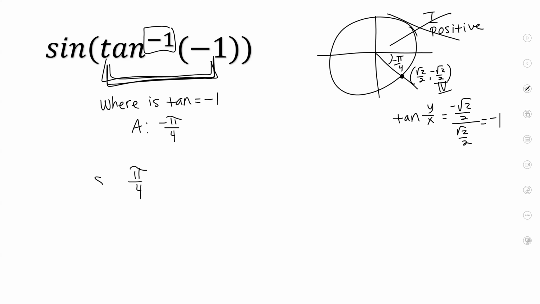So that means this whole inner part, you can just write negative pi over 4. But you still have sine on the outside. What is sine at negative pi over 4? This value. Negative square root of 2 over 2. So your answer is negative square root of 2 over 2.